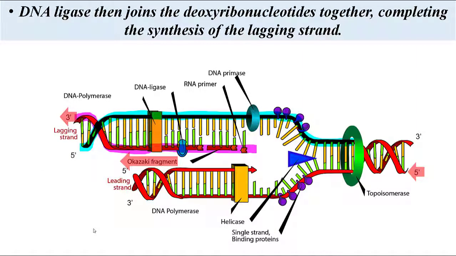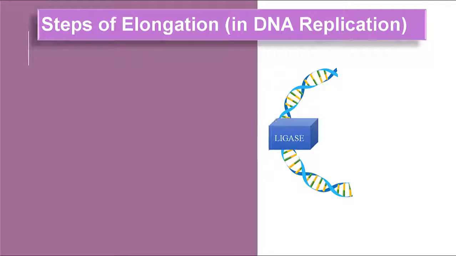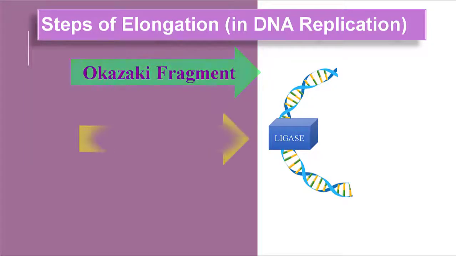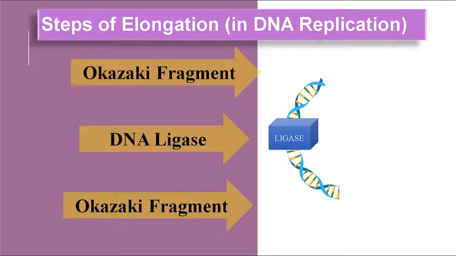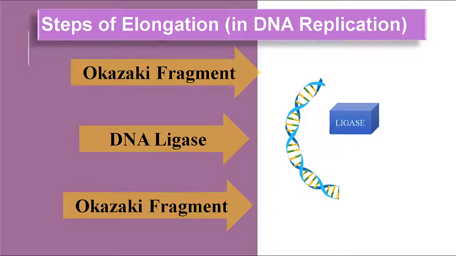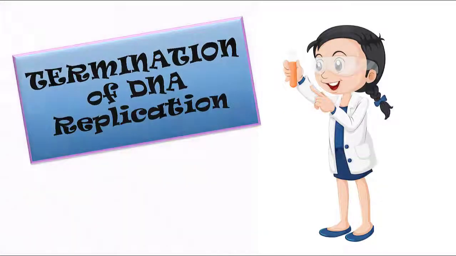DNA ligase then joins Okazaki fragments together. It does this by joining deoxyribonucleotides together, completing the synthesis of the lagging strand. DNA ligase is the enzyme that functions to connect the Okazaki fragments together for the copy of the lagging strand. The word ligate in Latin means to tie together.